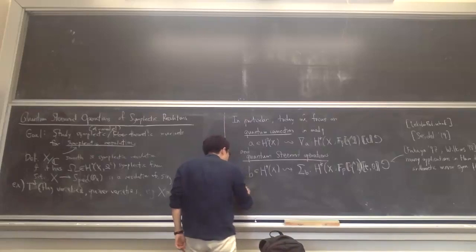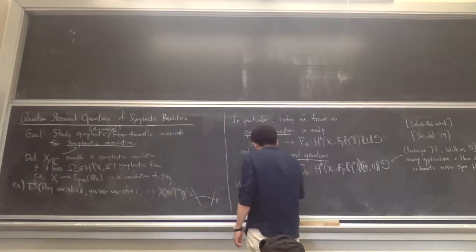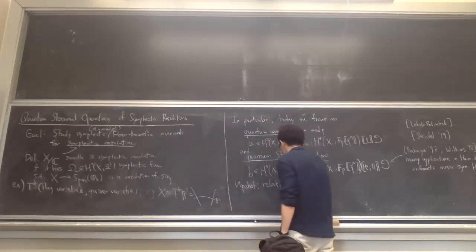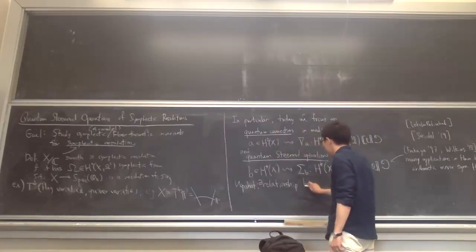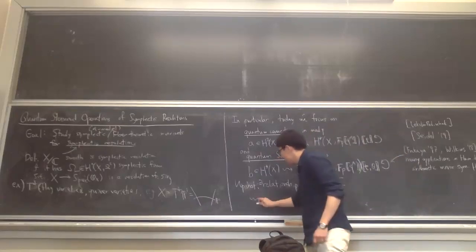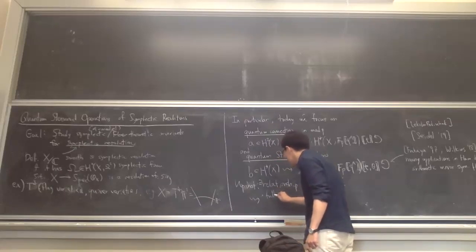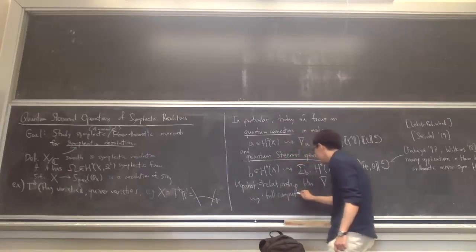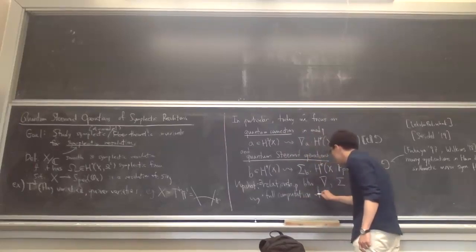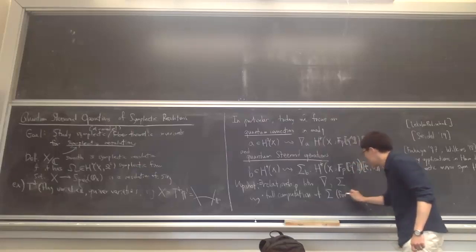So the upshot of today's work is that I'm going to explain a precise relationship between these two things, the quantum connection and the quantum Steenrod operations. For practical purposes, for symplectic topologists, the outcome of this relationship would be a full computation of what these quantum Steenrod operations are, which are hard in general, for symplectic resolutions.